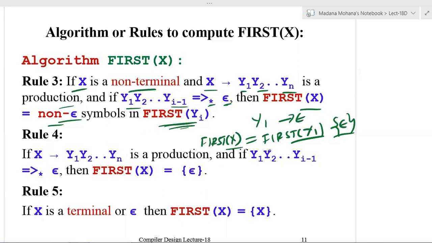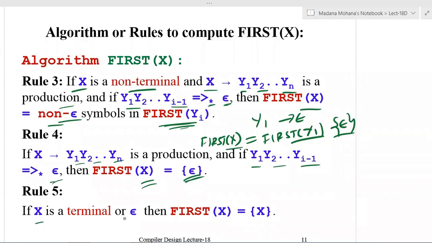Similarly, in the right hand side, if all the grammar symbols derive null, so X derives Y1, Y2 and so on Yn is a production, and Y1, Y2 and so on Yn all derive null, then first of X equals null. That means if all the symbols on the right hand side of the given production derive null, then first of X equals null as per the initial definition.